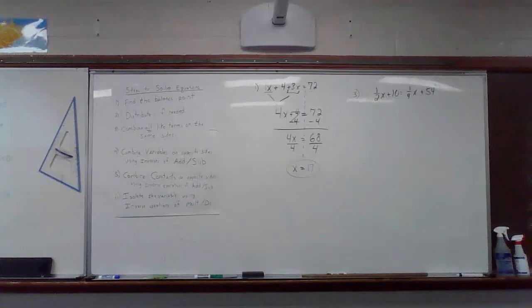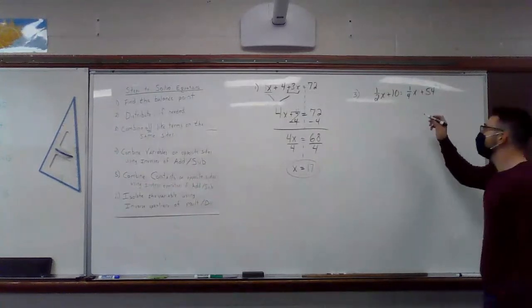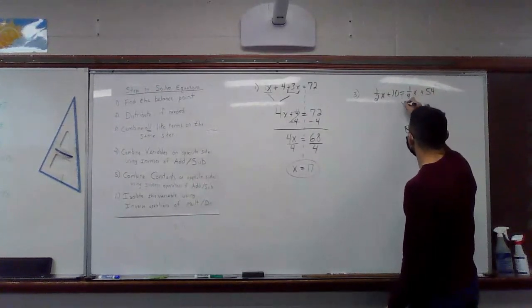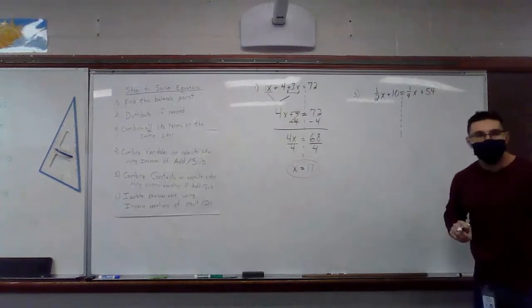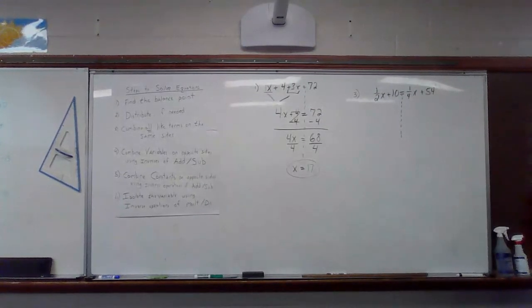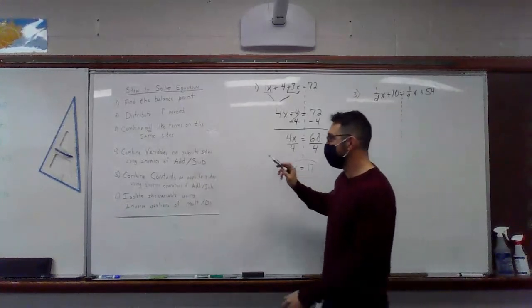Again, we're going to follow the steps. So here's what I want. I'm going to say step 1, and you're going to say yes, I need to do it, or no, I do not. So just yes or no. Step 1. Yes. Always. Find the balance point. Always. Step 2. No. There's no parentheses. There's no distributing.